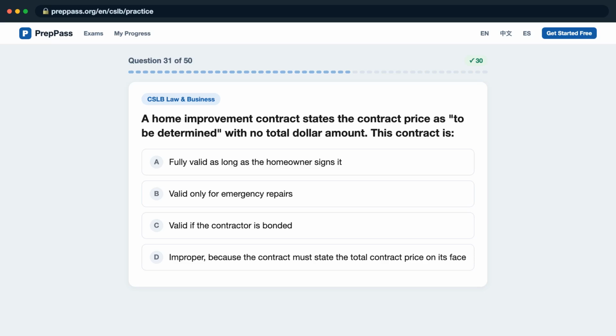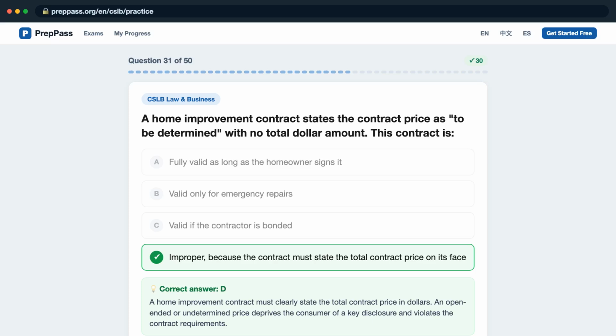Question 31. A home improvement contract states the contract price as "to be determined," with no total dollar amount. This contract is: A. Fully valid as long as the homeowner signs it? B. Valid only for emergency repairs? C. Valid if the contractor is bonded? D. Improper, because the contract must state the total contract price on its face? The correct answer is D.